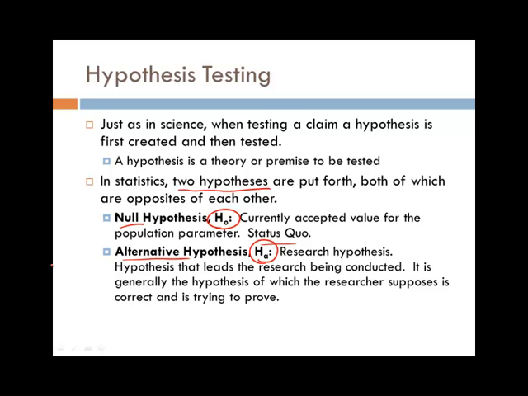So the null hypothesis contains the equal sign, so it's either equals, less than or equal to, or greater than or equal to. The alternative hypothesis does not contain the equal sign, so it's going to have a less than symbol, a greater than symbol, or a not equal to sign.